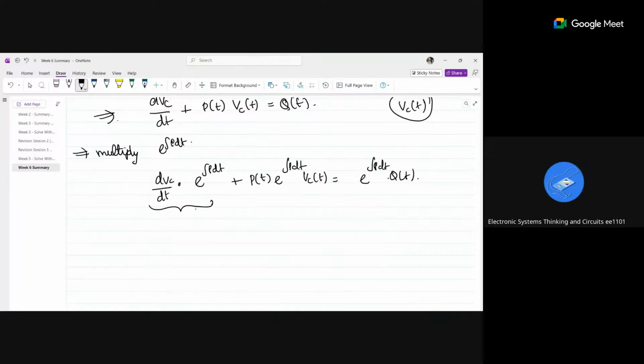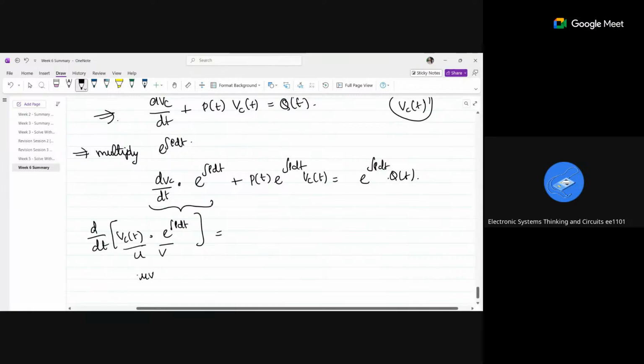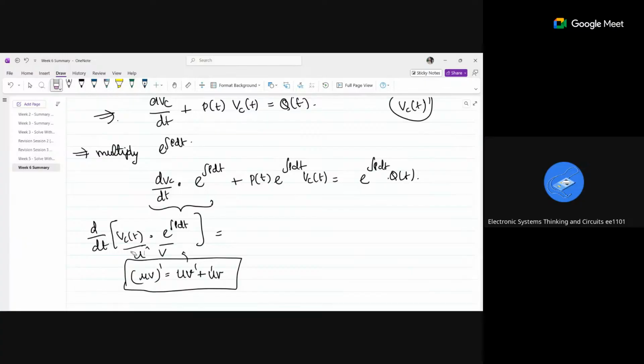Now I'm going to take only this first term: d by dt of Vc of t into e power integral P dt. This is u and v. What is uv, the whole dash? UV, this is a formula, right? Integration by parts. uv, the whole differential is equal to uv dash plus u dash v. You guys remember this formula, right? Yes, ma'am, chain rule. Yes, that we're going to apply here. This I will take as u and this I will take as v.